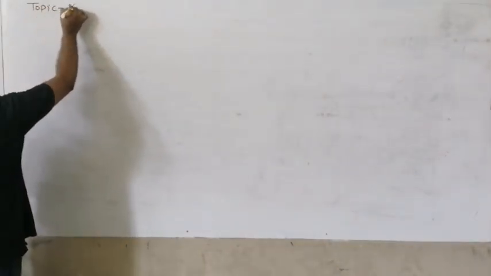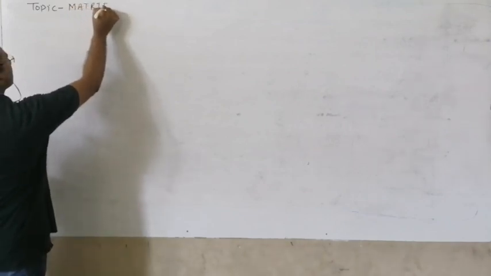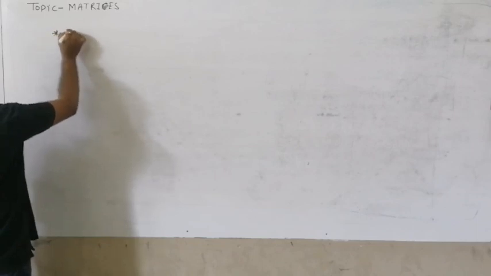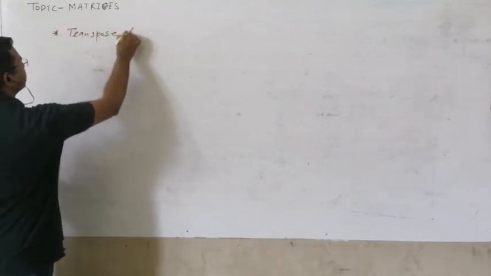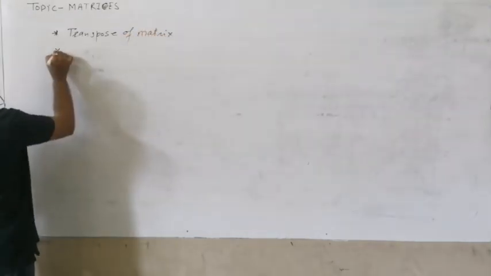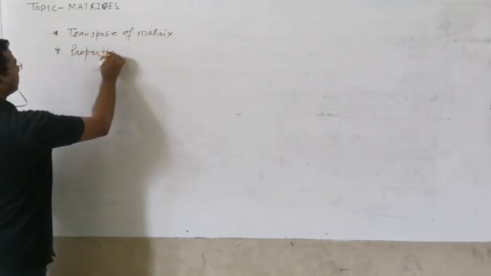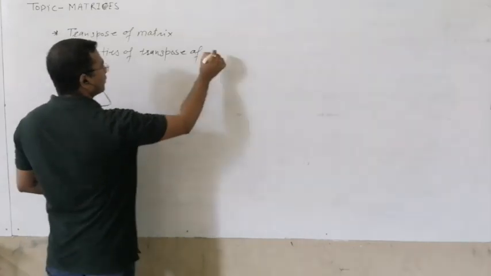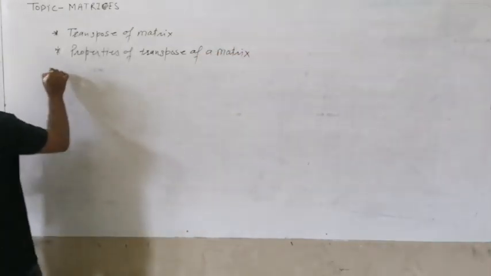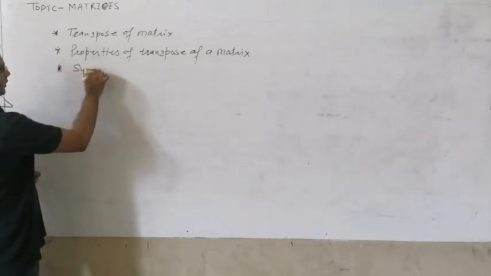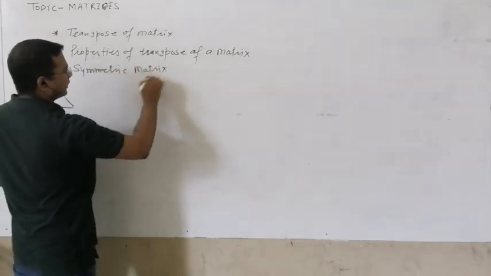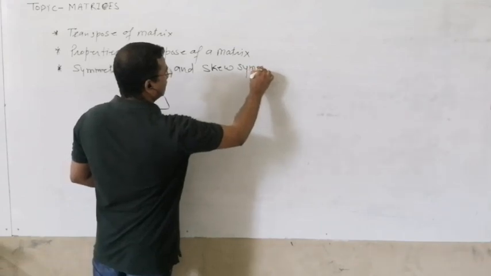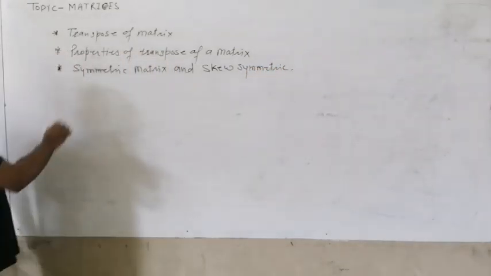As you know, we are doing the study of matrices, and we will discuss today transpose of a matrix, and we will also discuss properties of transpose, and we will discuss what is a symmetric matrix and what is skew symmetric. Then some properties of this.